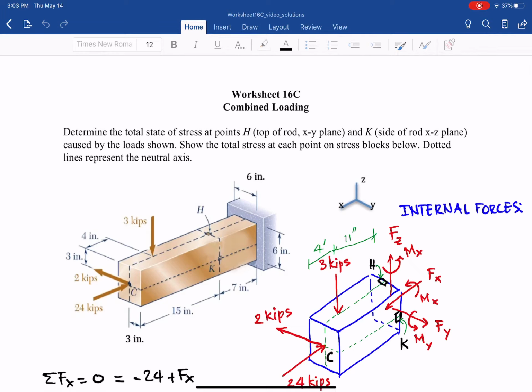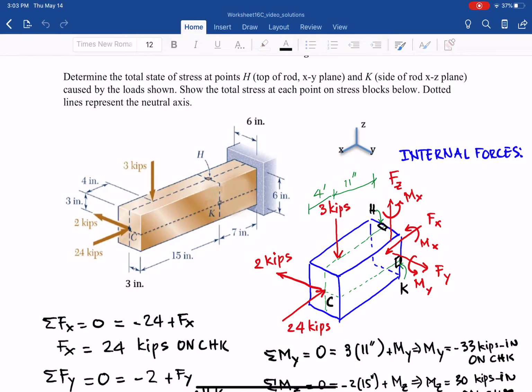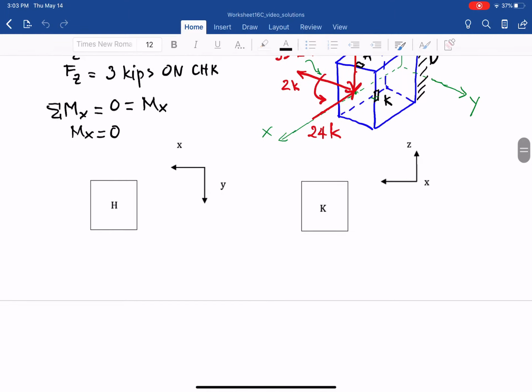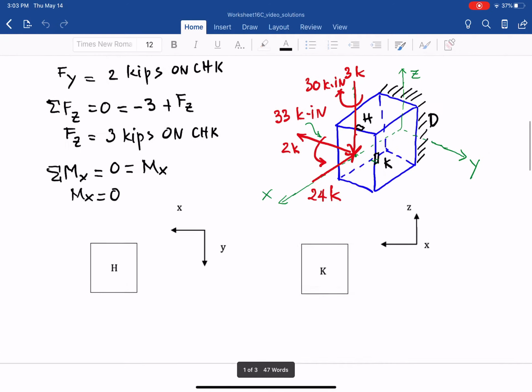Worksheet 16C. Combined loading. Determine the total state of stress at point H, top of the rod, XY plane, and point K, the side of the rod, XZ plane, caused by the load shown. Plot the total stress at each point on the stress plot below. Dotted line represents the neutral axis. So this is the plot we want to solve at the end.